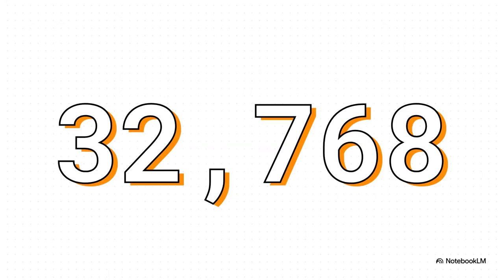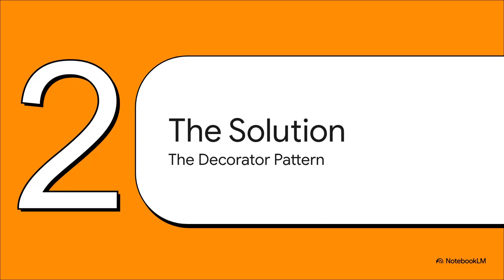You can't write a class for every single one of those. I mean, it's not just hard, it's literally impossible to maintain. So clearly, we need a much, much better way to do this. And luckily, there is one. This is where the decorator pattern comes in. It's this really elegant, really scalable solution to that whole combinatorial nightmare we just saw.